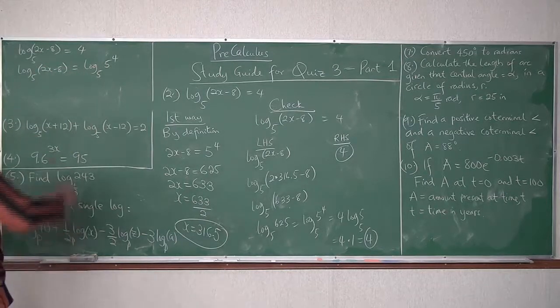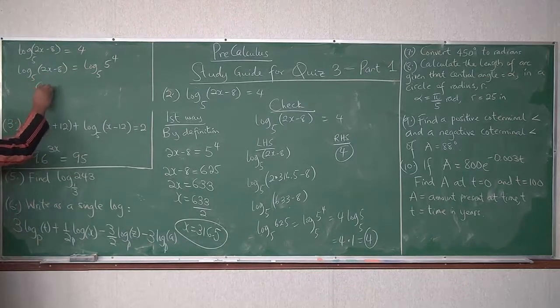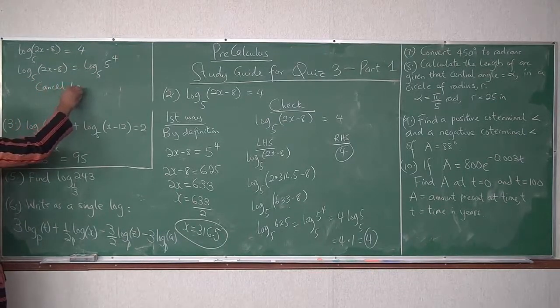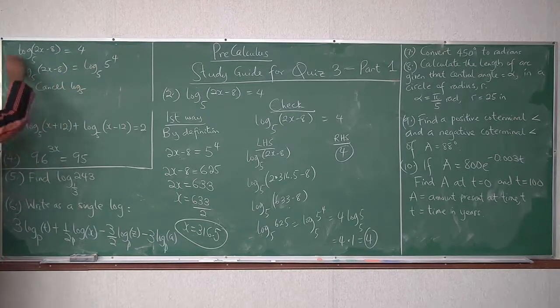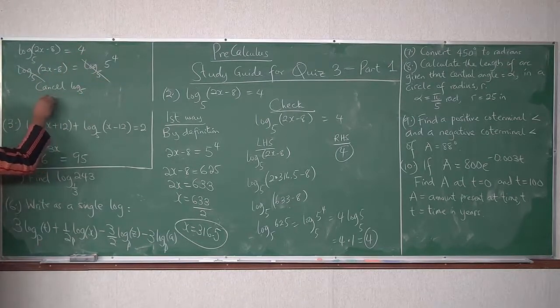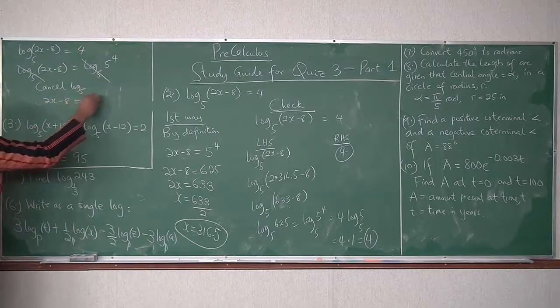Once you do this, you can now cancel log base 5, and you will now have that 2x minus 8 is 5 raised to the power 4.